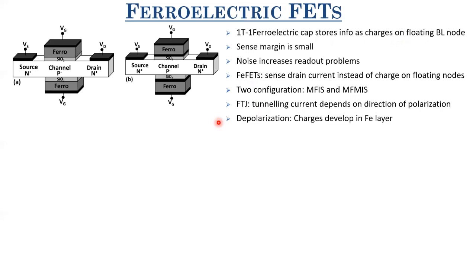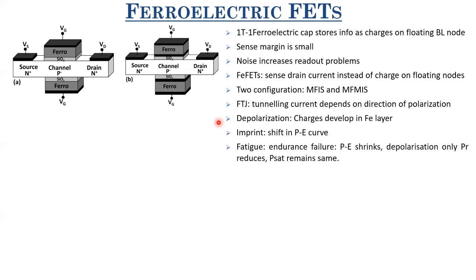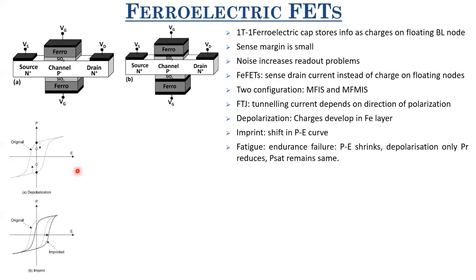There are also some problems with these ferroelectric FETs which you encounter when you use them. So what are those problems? First is depolarization. Along with aging, they develop some amount of charges. And once charges develop in the ferroelectric layer, it reduces your remnant polarization. Here you can see that when these charges accumulate inside your ferroelectric material, the PR value reduces. But if you increase the electric field, what will happen?